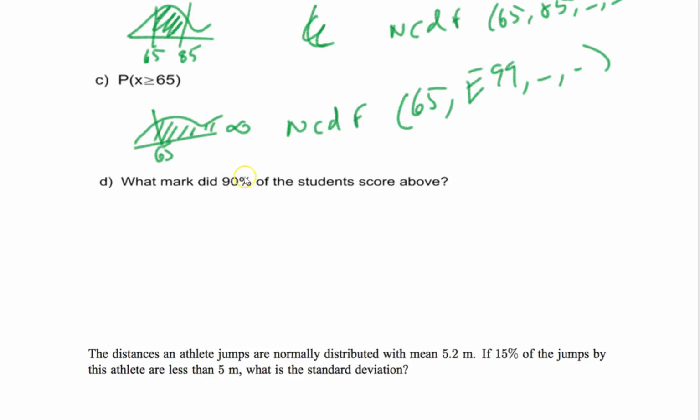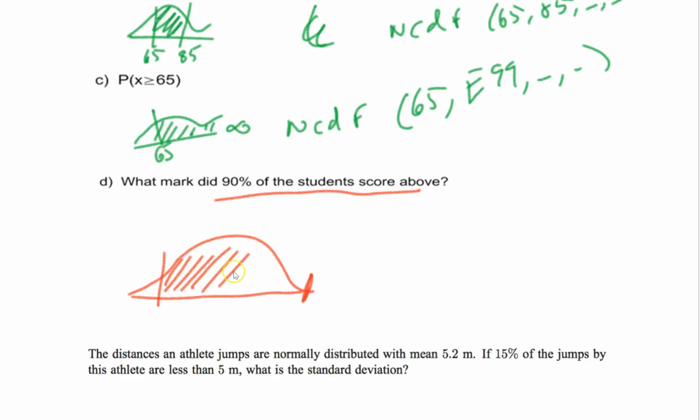Then the next one. What mark did 90% of students score above? So it's a little tricky. So what mark did they score above? I'm starting on this side again. For 90% of the students, well, this whole thing's 100%, so 90% is over here. All of this is what we're looking for. What score did 90% score above?